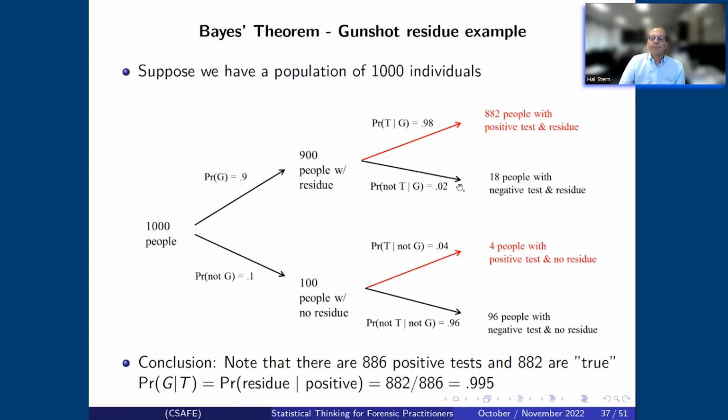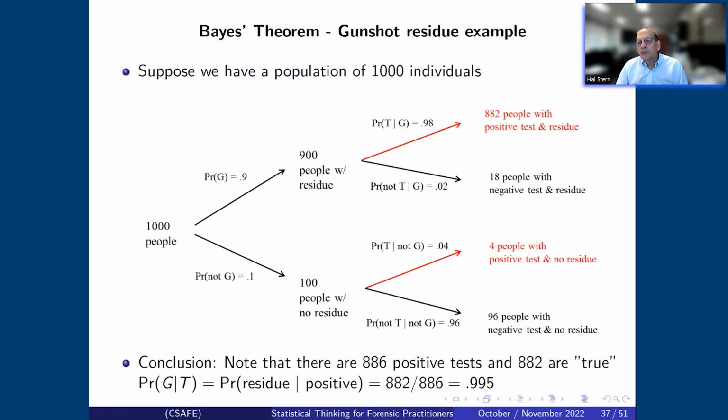99.5%. This matches our intuition. We have a very accurate test. When the test comes back positive, I, as a member of the jury, can feel confident that the person actually has gunshot residue. So this person fired a gun. That doesn't mean anything in the context of the case necessarily, right? We need to know that the person was in the place where the gun was fired, et cetera, right? But in terms of certainty about gunshot residue being present, we can be very confident.